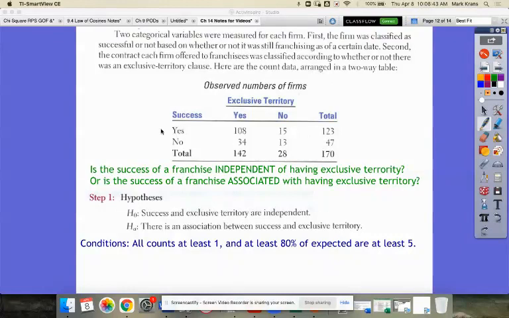So that's the flow and the difference between homogeneity and independence. It's about the number of samples that you got your data from.